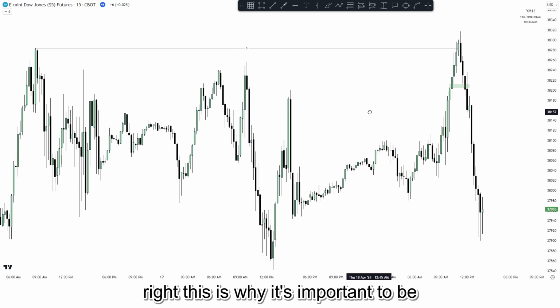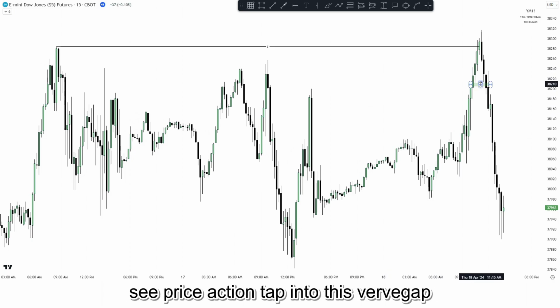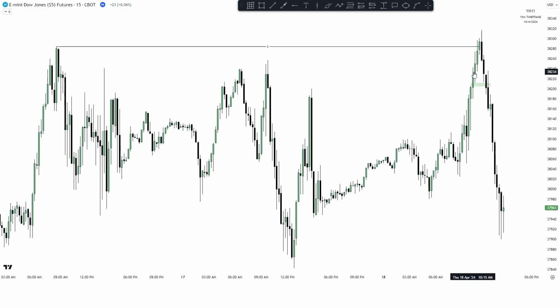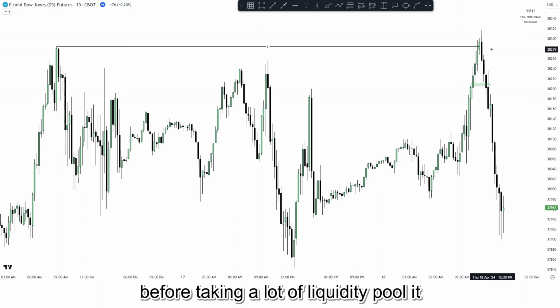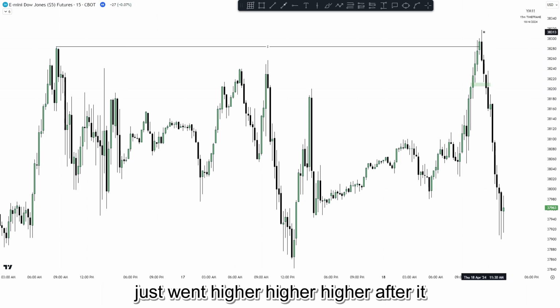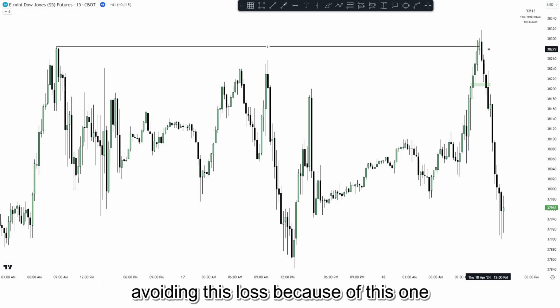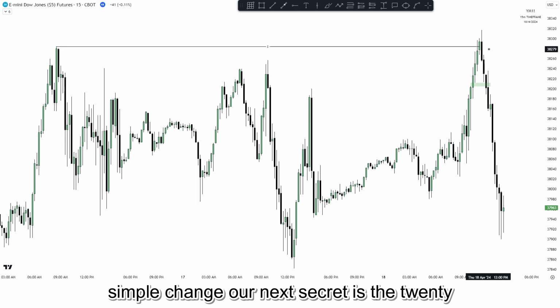This is why it's important to be aware of the overall narrative. I said I want to see price action tap into this fair value gap before taking out that liquidity pool. It unfortunately didn't do so. Price action kind of just went higher. After it took out a lot of liquidity, I said I was done for the day and I walked away, completely avoiding this loss because of this one simple change.